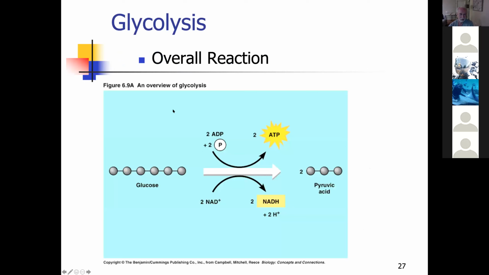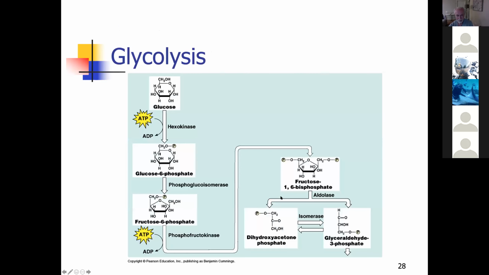The overall chemistry of glycolysis: you have a 6-carbon glucose molecule. It's split into 2 3-carbon pyruvates, with a yield of 2 molecules of ATP and 2 NADH plus 2 protons. We've gone through this before, so we don't need to do it again. It's simply the 9 steps of glycolysis.